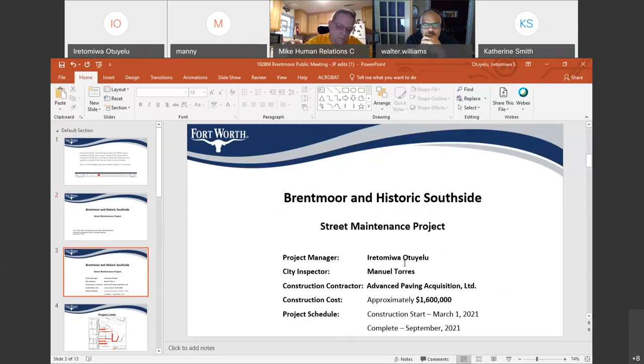The city inspector for this project is Manuel Torres. And the contractor for this project would be Advanced Paving Acquisition Limited. The construction cost is approximately $1.6 million, and the construction of this project is expected to start on the 1st of March 2021. It's also expected to be completed in the first week of September 2021, as long as everything goes as planned.